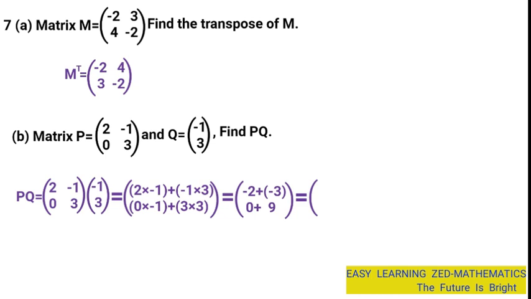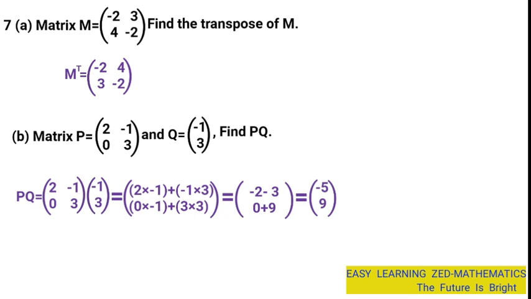Now remember, a positive following a negative results in a negative. It's more or less like positive 1 multiplied by negative 3, which gives us negative 3. So we can convert that expression to negative 2 minus 3, which gives us negative 5. 0 plus 9 gives us 9. Then we close the bracket. So that is the product of matrices PQ.